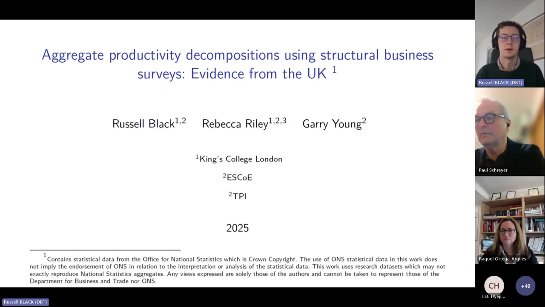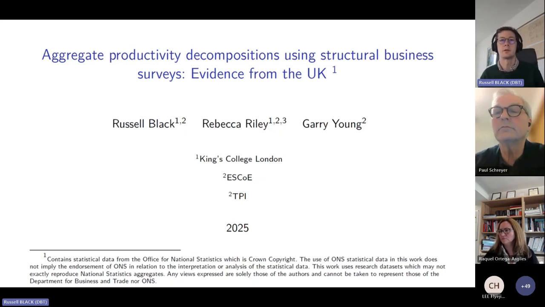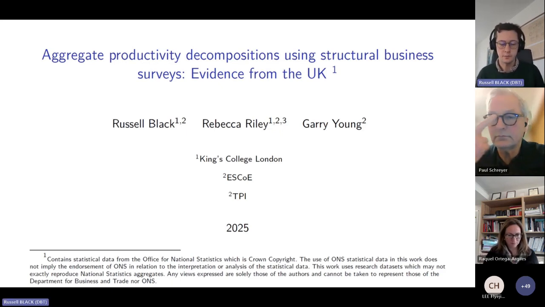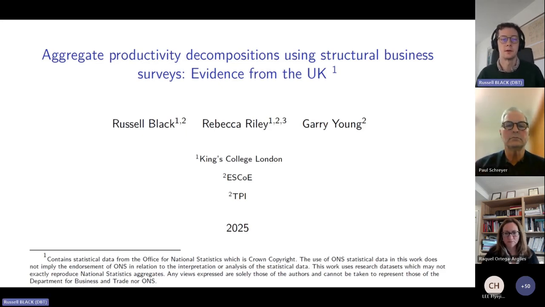Thank you very much all for coming. So I'm going to talk today about attempts to decompose the contributions to productivity growth in the UK and see if this can shed light into reasons why the UK's trend productivity growth is lower. With my co-authors Rebecca and Gary, and the very important disclaimer at the bottom that this is not the ONS, this is not the Department of Business and Trade, this is solely the authors' views, etc.